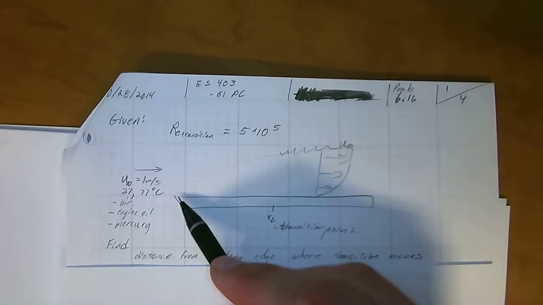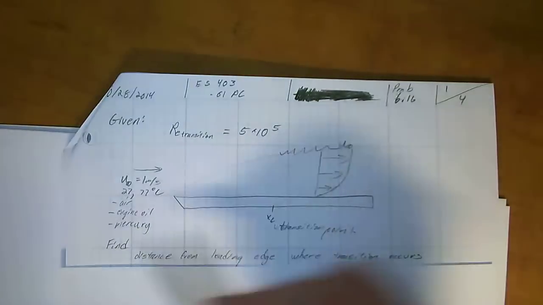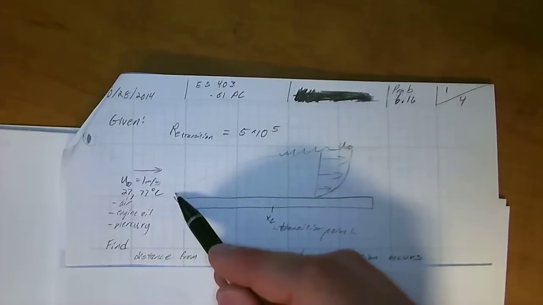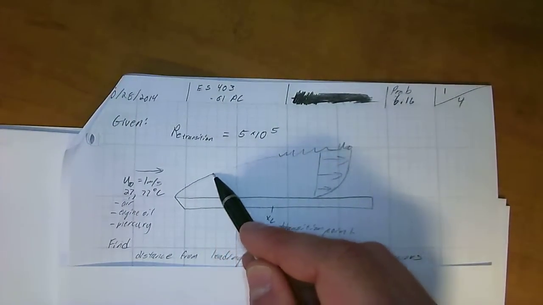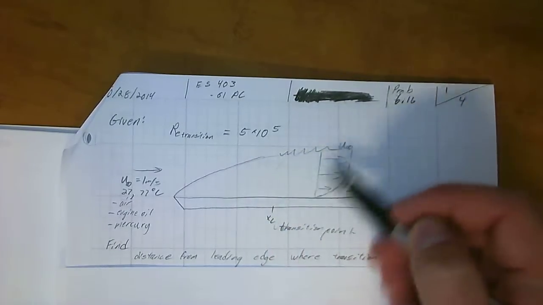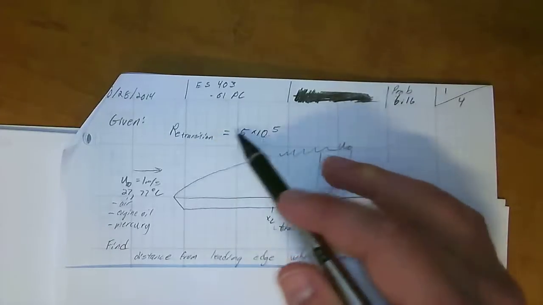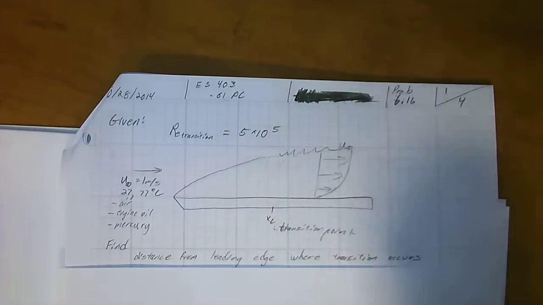So what we're talking about here is the transition point. When you have a plate moving through air or air moving over it, right when it starts, it's laminar flow. It's flowing very perfectly from the tip, but then it kind of speeds up as it gets farther and farther away, and it becomes turbulent when it hits the speed of our transition.